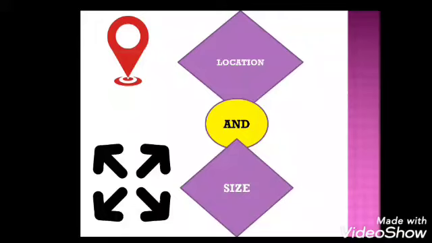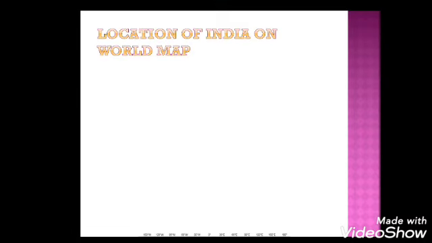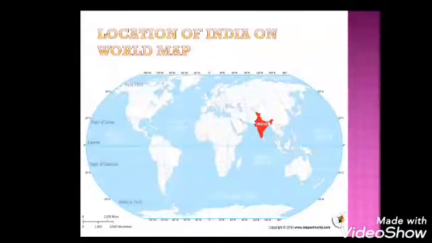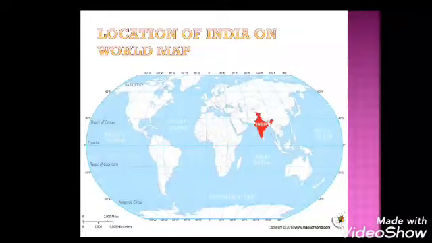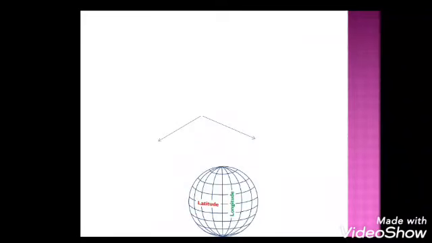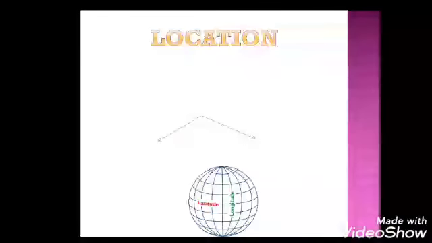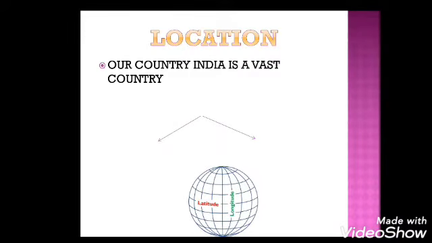So before starting this chapter in detail, let's have a look at India on the world map. So this is the picture of the world map and the red portion is India. So this is how India looks on the world map. So let's begin with the location of India. Our country, India, is a vast country.